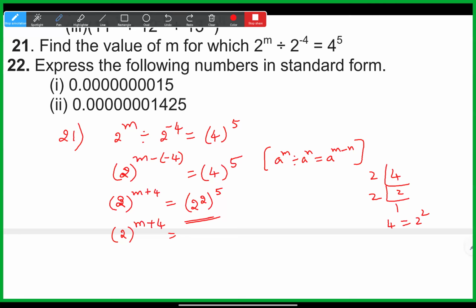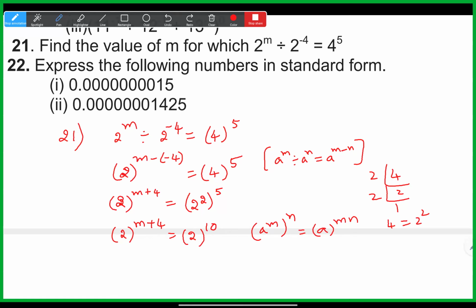Sir, a power m whole power n is equal to a power mn. Yes, that is correct. Then 2 power, what do I have to write now? Sir, 2 power 2 into 5. How much can I write directly? 2 into 5 is 10, sir.